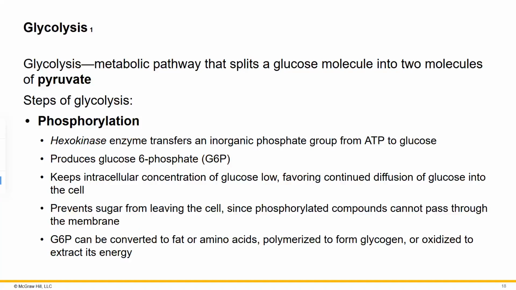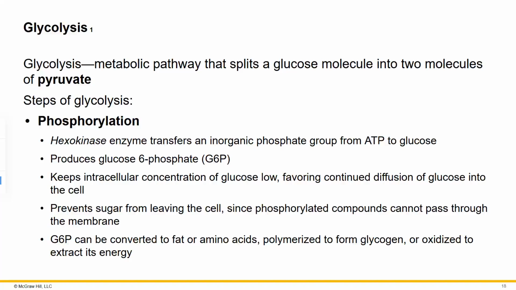Well, what we don't want to happen is we don't want the glucose to stay outside of the cell once it reaches that equilibrium. We want to keep bringing more and more glucose into the cell. So how do we do that? Well, once glucose is in the cell, we turn it into something that's not glucose. So then more glucose will come into the cell. So this first process really traps glucose in the cell, and it traps it as glucose 6-phosphate.